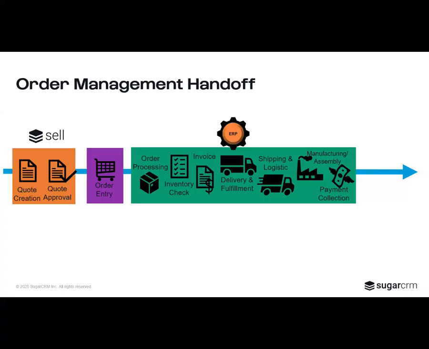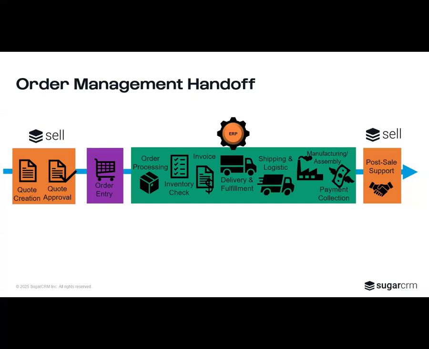Processing, inventory checks, invoices, delivery and fulfillment will get involved, shipping and logistics, manufacturing assembly, because we have to actually create whatever we're going to sell, and then some kind of payment collection, right? And then it transitions back to Sell again in the post-sale support. Right? And that could be anything from ERP feeding back a status, an inventory, invoices, payments that are visible in SugarCell. Okay.